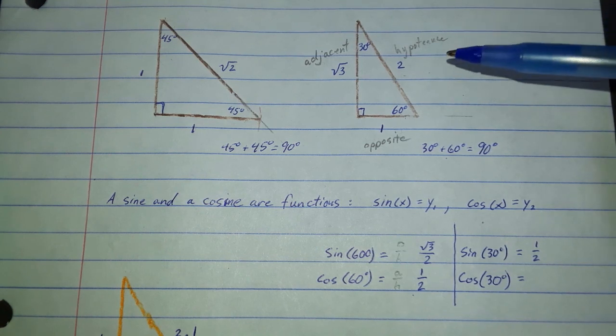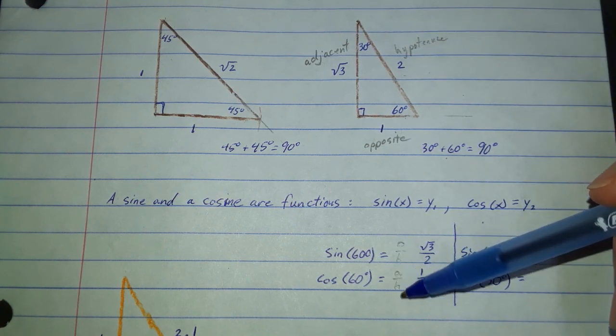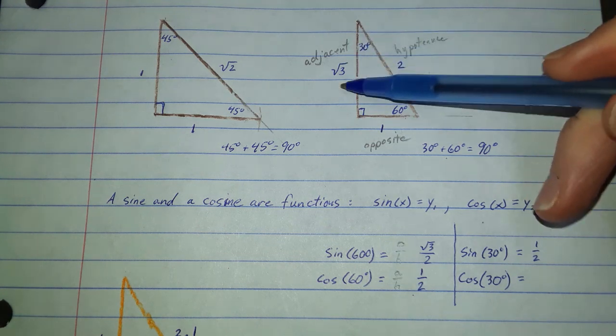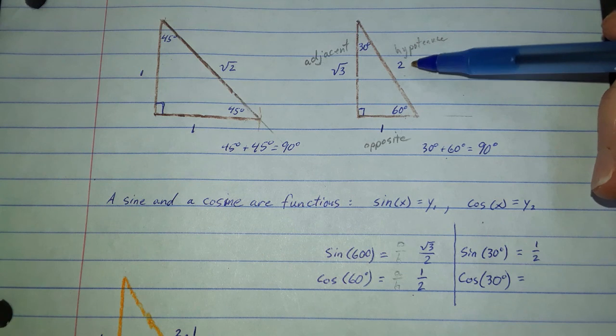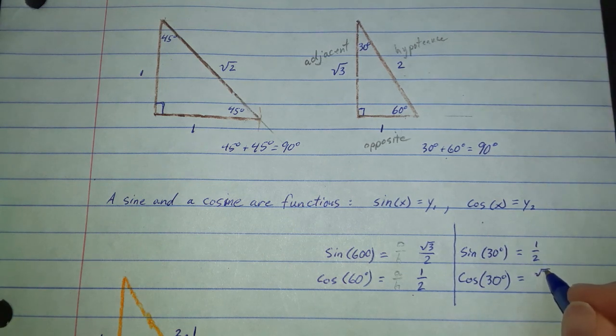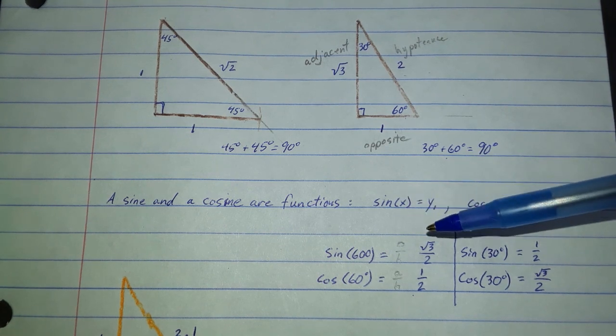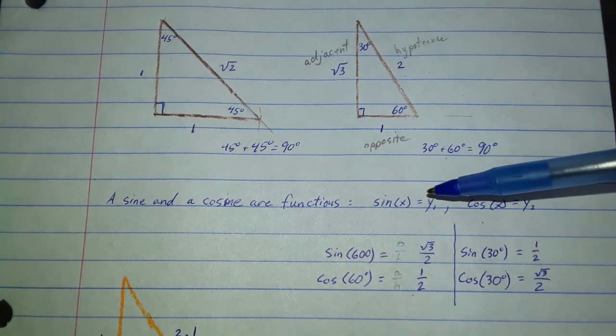And then looking at my cosine, I had adjacent over hypotenuse here. So the adjacent is the one right beside it. So I have the square root of 3. And then the hypotenuse is still 2. So I have the square root of 3 over 2. And now let's look at what we have in this chart here.